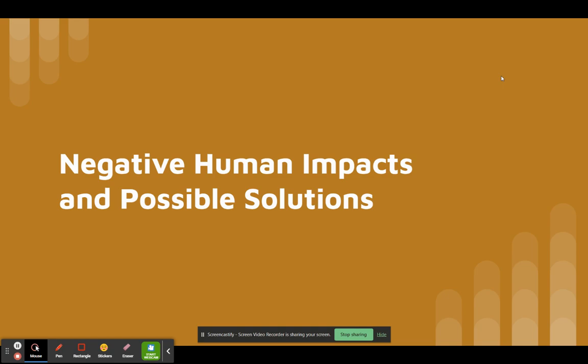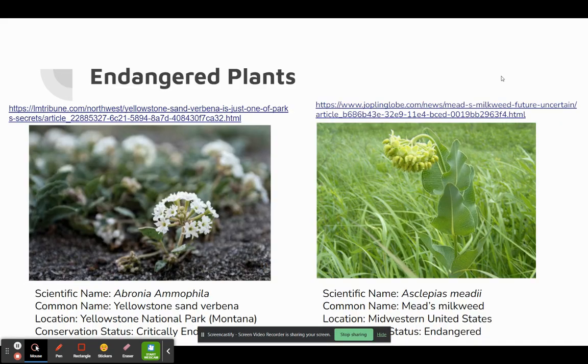So now that you know what the temperate grassland is, I'm going to talk about some negative human impacts and possible solutions. So let's talk about some endangered animals, or animals and plants. Now, these are not necessarily from the Great Plains. So starting with Abronia ammophila, which is Yellowstone sand verbena. Now, it's located in Yellowstone National Park, and it's critically endangered because it's actually endemic to this park and cannot grow anywhere else.